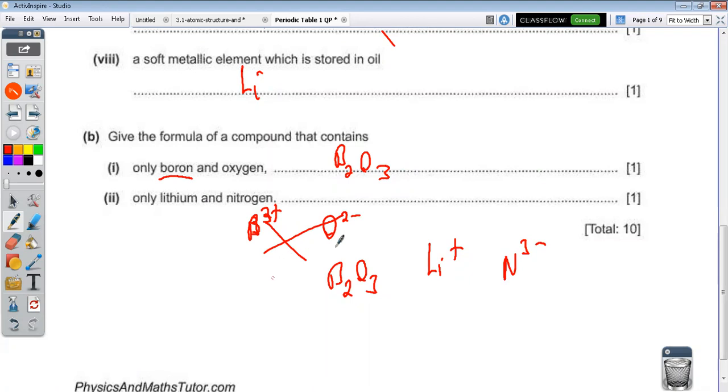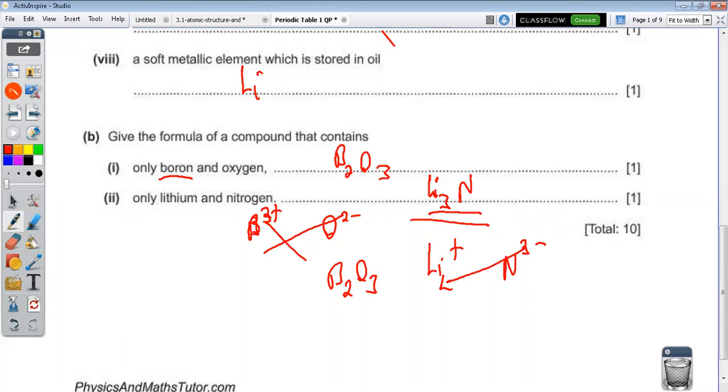So what formula do we get from the crossing? Li what? 3. We need 3 of them, as we explained the other day. Then this is +1, so we simply need 1 like this. What will be the formula of that?